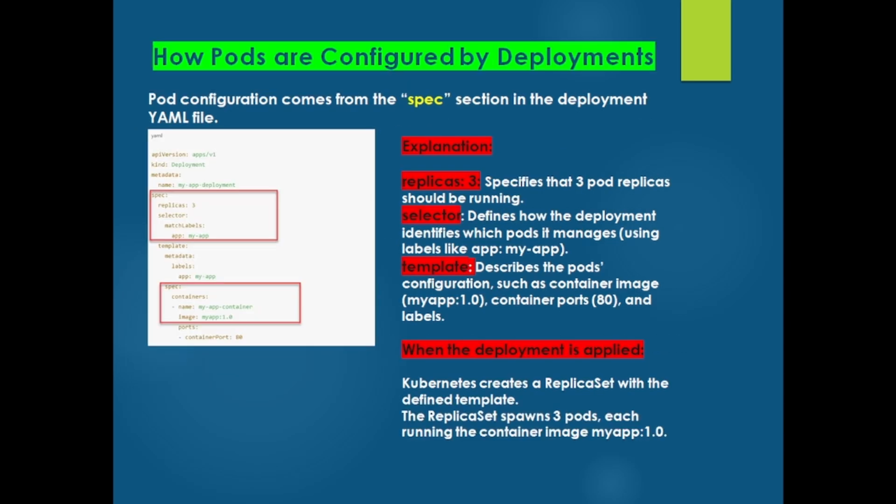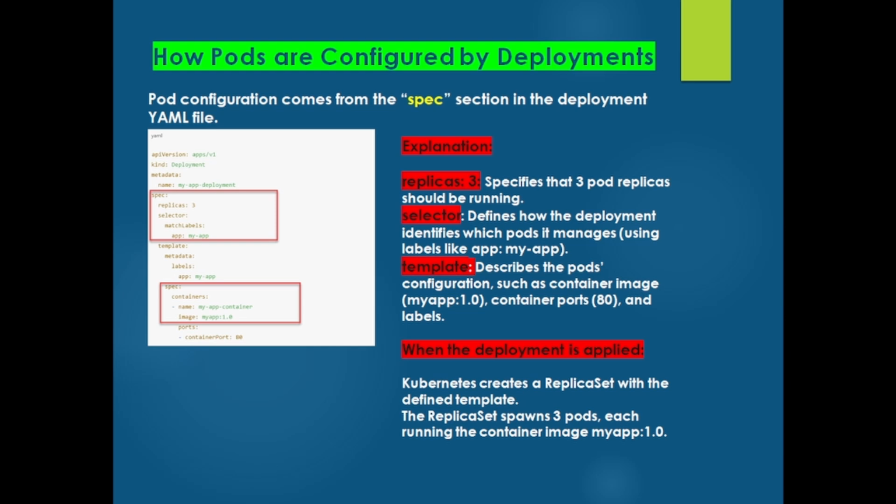If you can see, we have a sample YAML file for a deployment. Pod configurations come within the spec section in the deployment. This is the YAML file. Kind is Deployment, which means this belongs to a deployment. Under the spec, we have replicas: 3. It means we specify that we need 3 pod replicas which should be running every time.